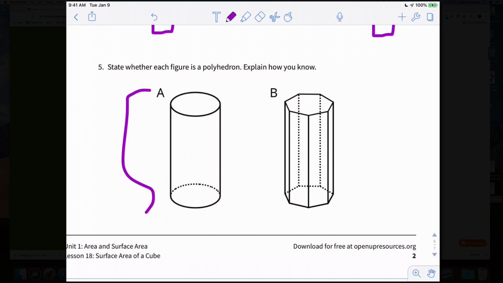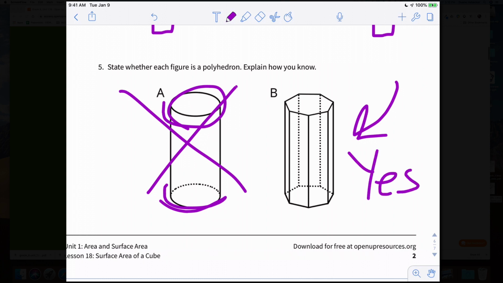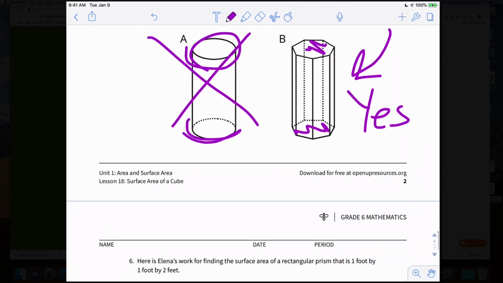Okay. Number 5, state whether each figure is a polyhedron. Is this a polyhedron? Nope. Because it has curved edges, automatically it's not a polyhedron. How about this guy? Yep, he's okay, because he's got nothing but straight edges. It's got 2 parallel bases. It's all good. That's a nice little review question.